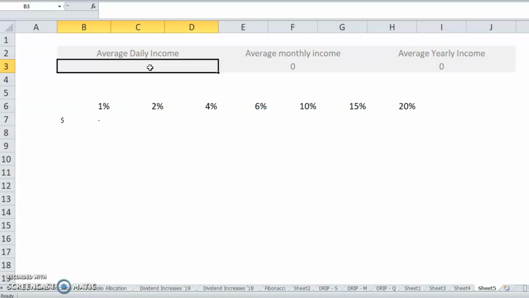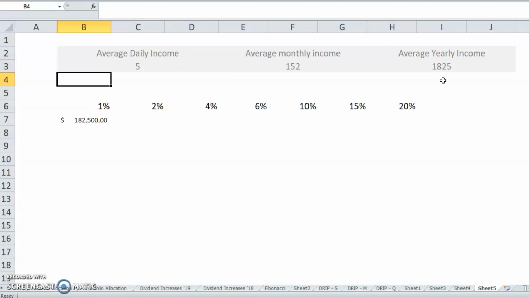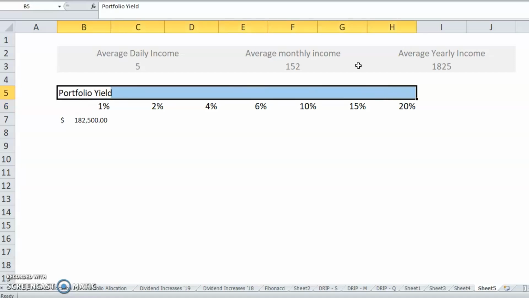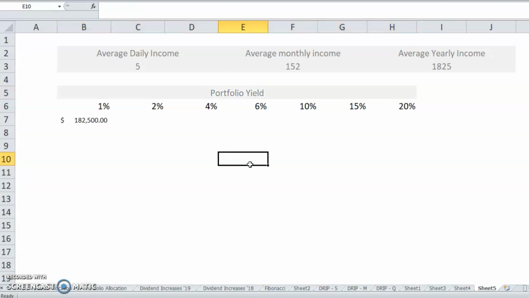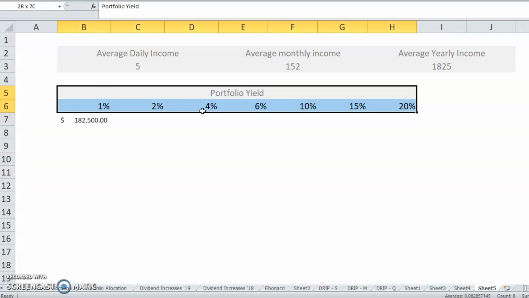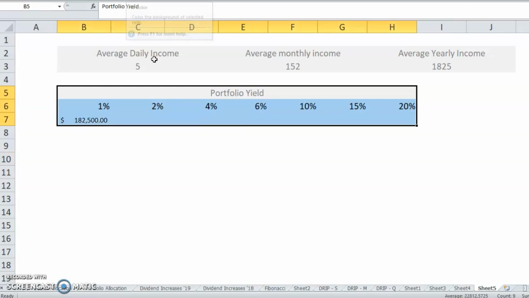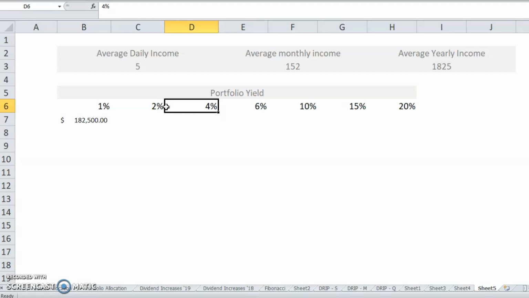Is it $100 a day, $200 a day? And what if you're just looking for, say, $5 a day, or almost $2,000 a year in income? And your portfolio yield, let's just type up here, portfolio yield, is 1% or 2% or all the way up to 20%, right? Just to demonstrate what potential you might have. What we're going to do is create a table and walk through it, so that we can figure out what sort of capital you need.